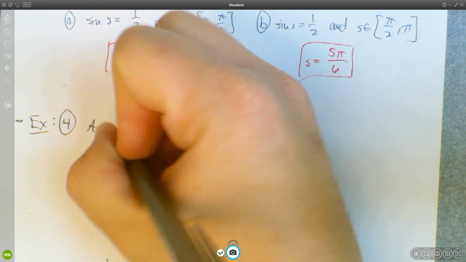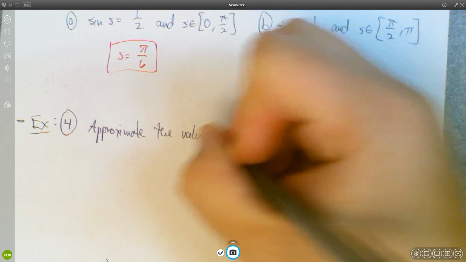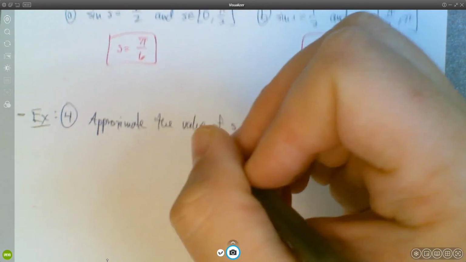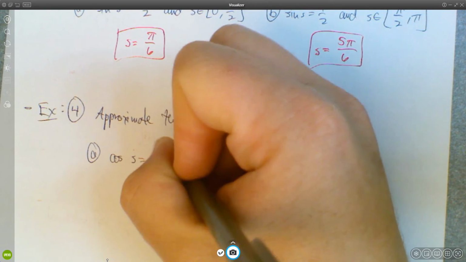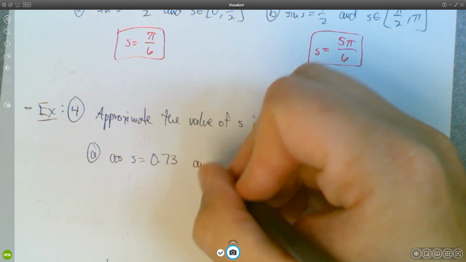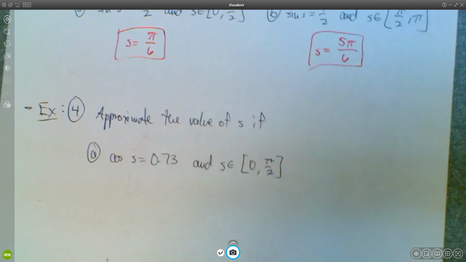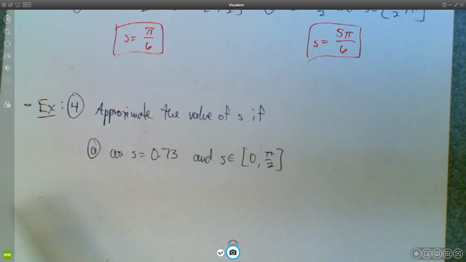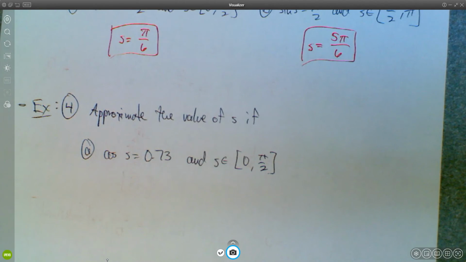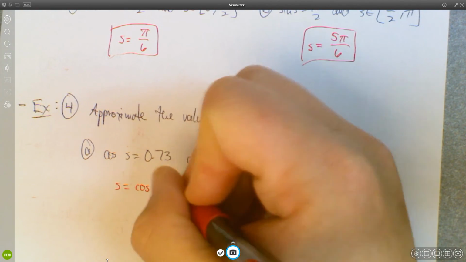But let's approximate the value of S if cosine S equals 0.73 and S is in the interval from 0 to pi over 2. So remember, the cosine inverse button is going to return values between 0 and pi. And since S is between 0 and pi over 2, that's good. We can just take cosine inverse of this function and we should be fine, right? So S is going to be cosine inverse of 0.73.